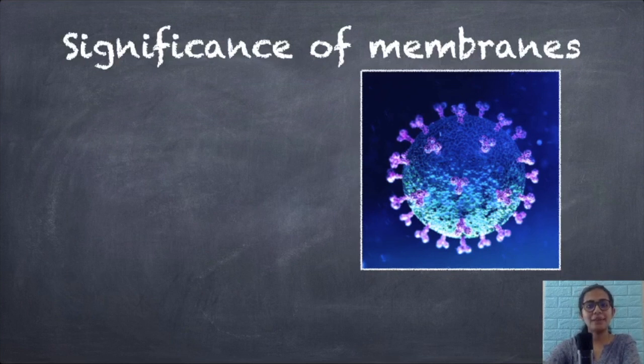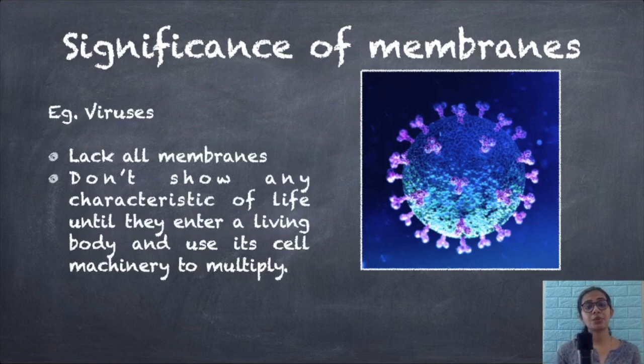Now, by now, I'm sure all of us are familiar with this picture. I think even small kids are familiar with this picture. Can you guess what it is? It is the picture of a coronavirus, right? So, viruses show us the importance of membranes. Viruses are peculiar organisms in such a way that they lack all membranes. There are absolutely no membranes in a virus of its own.